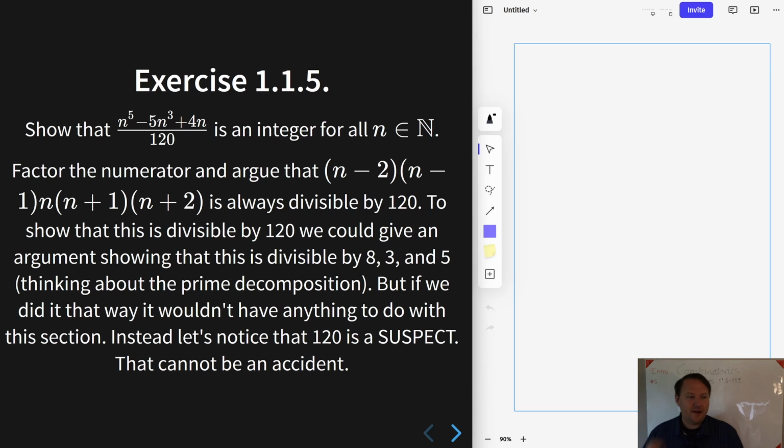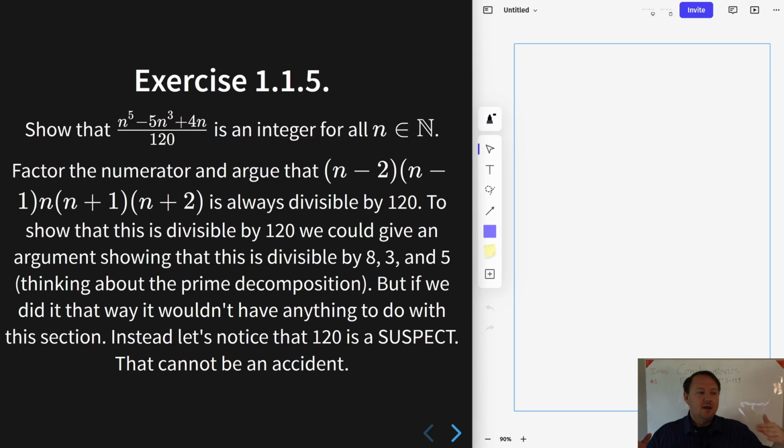Well, you look at the prime decomposition of 120, which is 2 to the 3 times 3 times 5. So we want to prove that this expression is divisible by 3 and 5 and 2 to the 3, and then it's divisible by 120. The fact that this is divisible by 3 is kind of trivial because if you've got 5 consecutive integers, at least one of them is congruent to 0 mod 3, so it's divisible by 3.